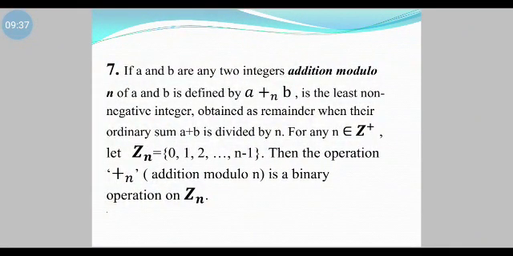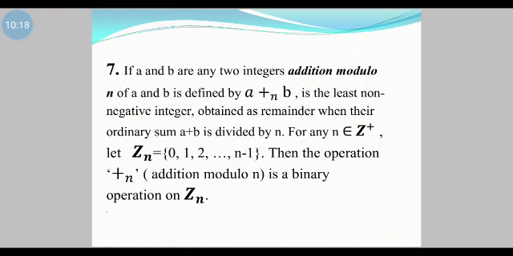Seventh example is a special example. Here we are going to define a new operation, addition modulo n. The operation is like this: a plus modulo n b means adding two numbers a and b, dividing this sum by n, and considering only the remainder. That is, if a and b are any two integers, addition modulo n of a and b is defined as the least non-negative integer obtained as the remainder when their ordinary sum a plus b is divided by n.